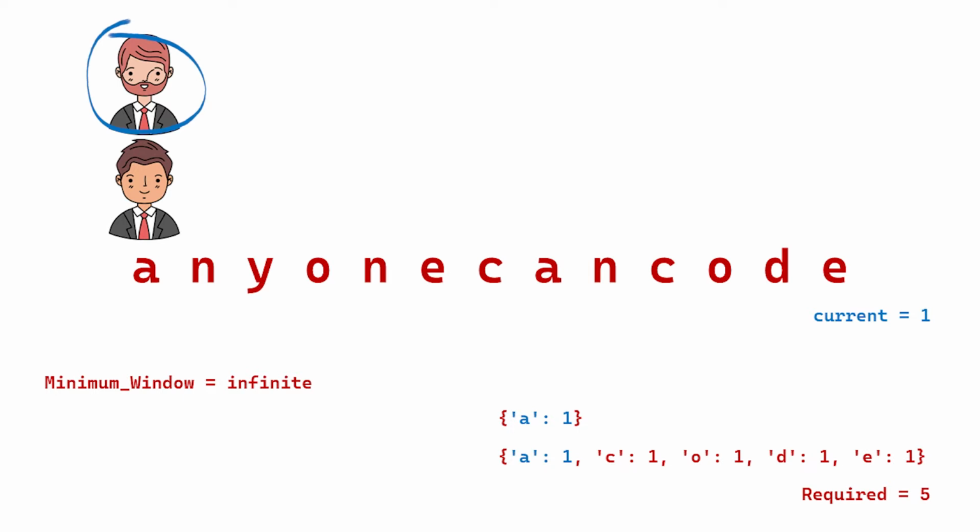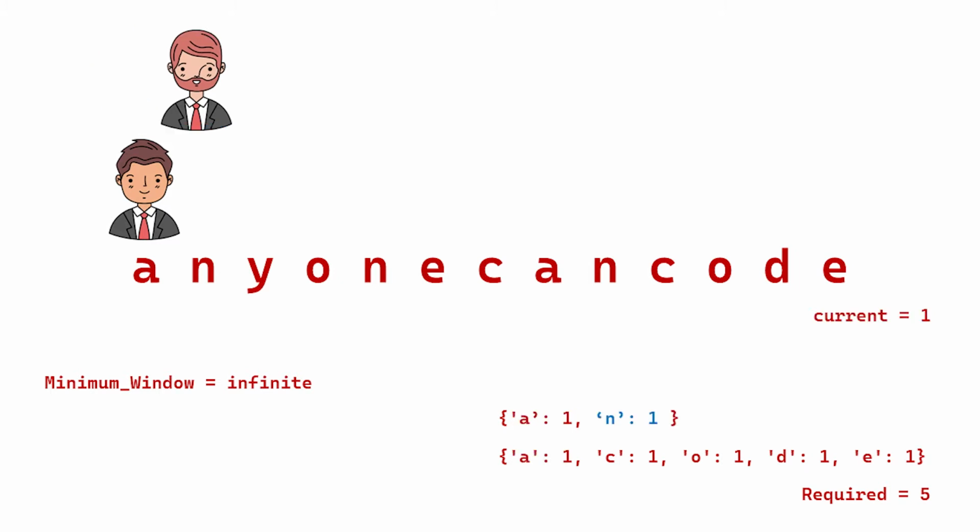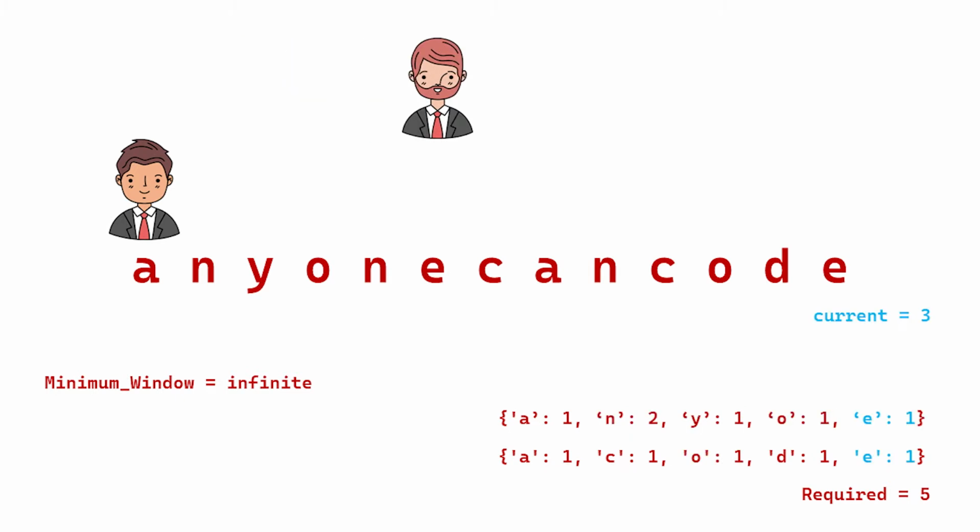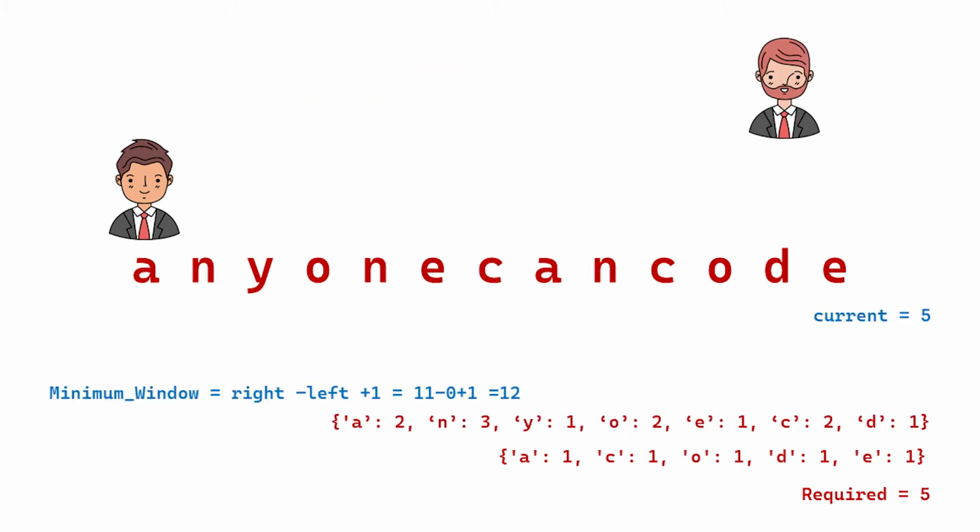We start with the right pointer and see that if it is at A, we increment the current counter by 1 as A is present in the given substring T. The right pointer then increments and moves to the next letter, which is N. We add that to our window hash table. We keep repeating this process till we reach current equal to 5. This tells us now we have all the characters of T present in our string S. So we have at least one substring which could be returned as our answer. So right now we have the window size which will be equal to 12.